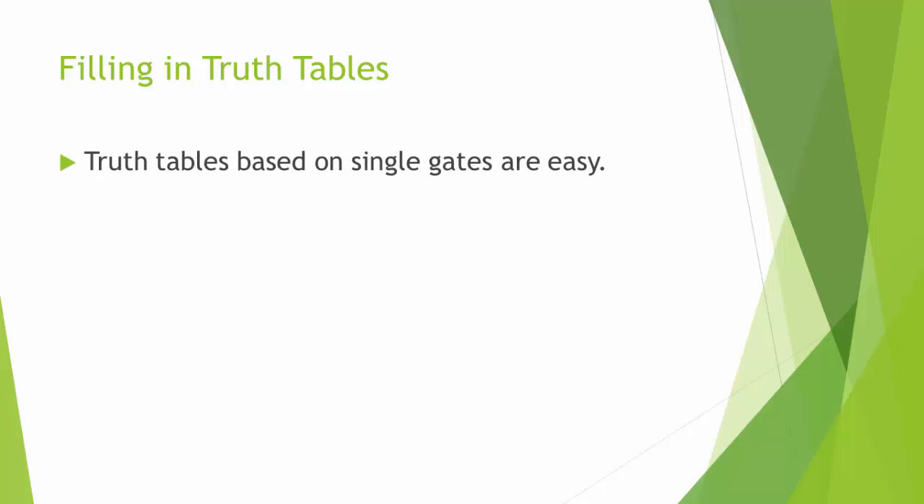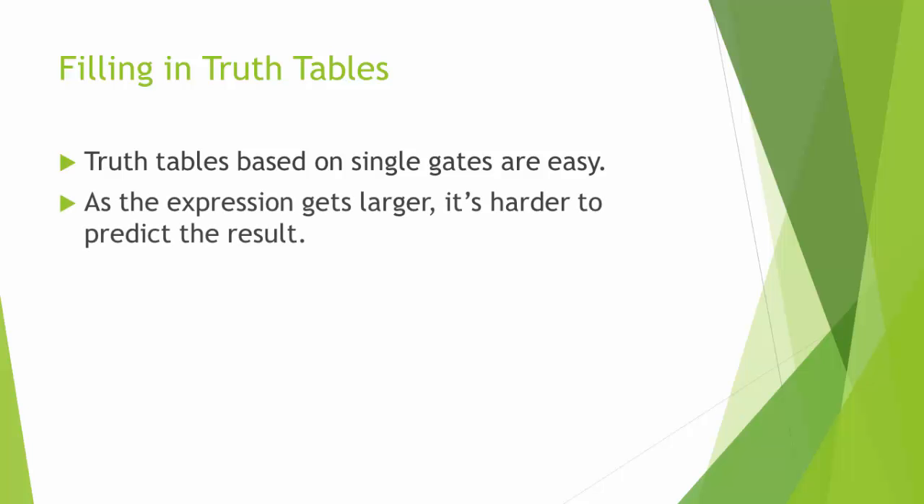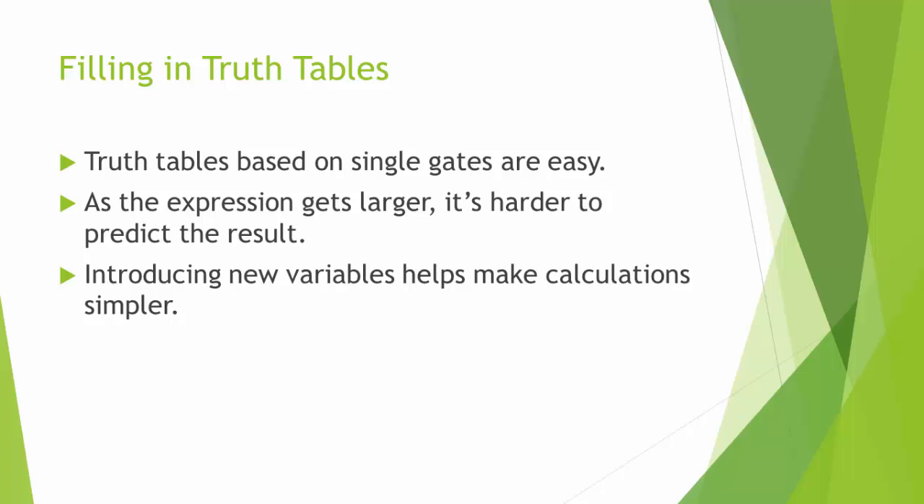Now, in terms of getting the output from these things, in terms of generating truth tables for more complicated expressions, we already saw the truth tables are pretty easy if we have a single gate. It's just based on logic. But as our expression gets larger, it gets harder and harder to predict the result.